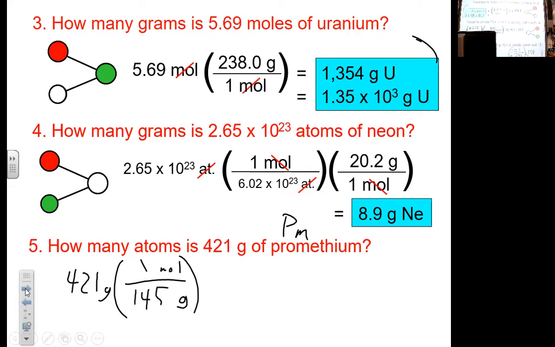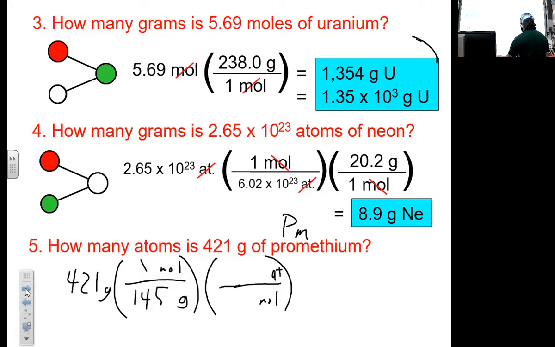Am I done? No. Because I got to take it to atoms. Very good. What's on the bottom? Sorry for my sloppiness. What's on the bottom? Moles. Moles on the bottom, atoms on top. What are my numbers? 1 and 6.02 times 10 to the 23rd. Same as the last one, except what I'm multiplying is a little bit different. 421 times 6.02 E23. Smash the enter button, divided by 145. You with me?